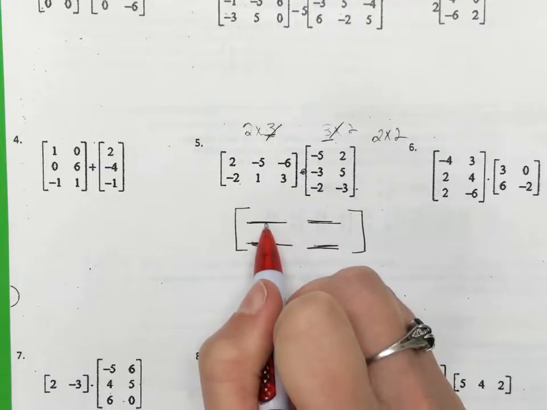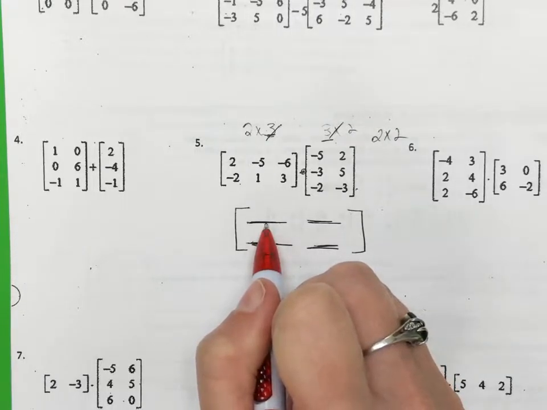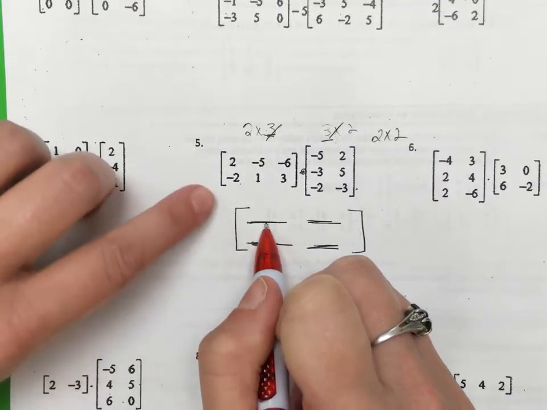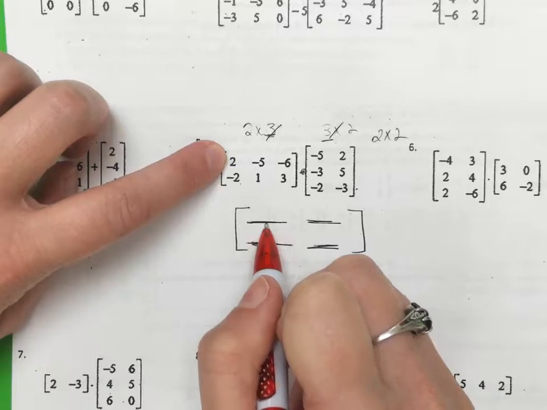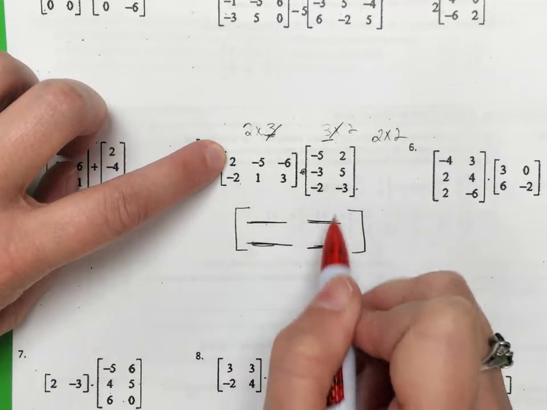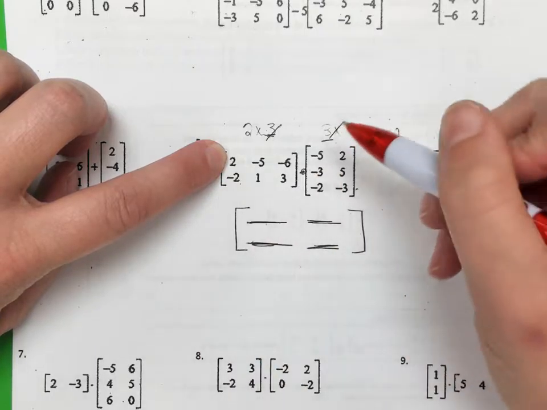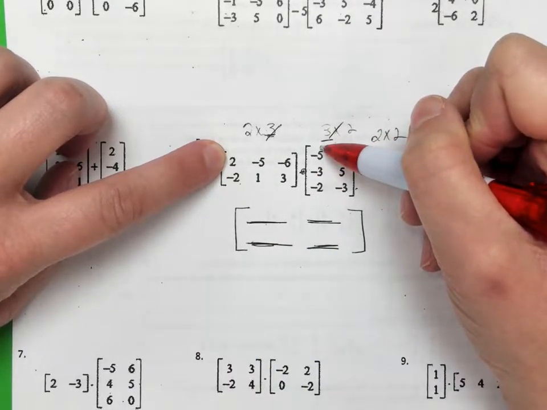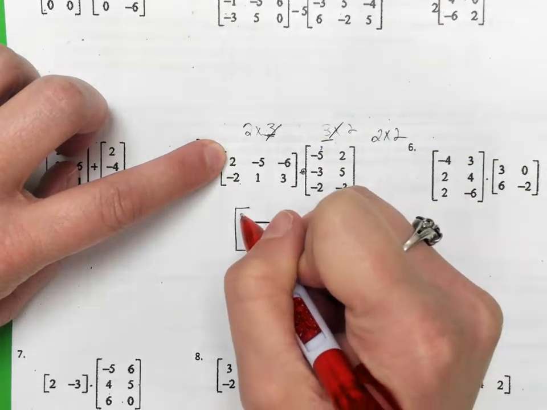What row was this one in, the top row or the bottom row? Top row. So I'm going to do 2, -5, -6. What column was this in, first column or second column? First column. So I'm going to do this first column. What's 2 times -5? -10.